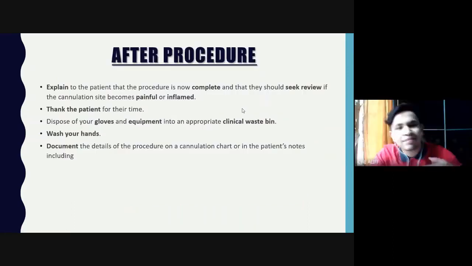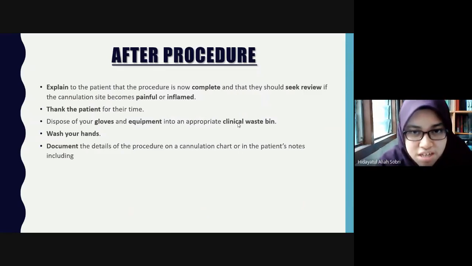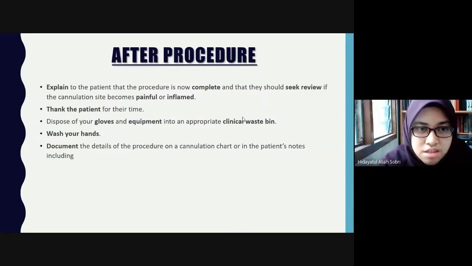So from the video you can see that the tape is crossed over one another, so we call it the chevron technique. After the procedure, explain to the patient that the procedure is now complete and they should seek review if the cannulation site becomes painful or inflamed. Thank the patient for their time. Dispose of your gloves and equipment into an appropriate clinical waste bin.